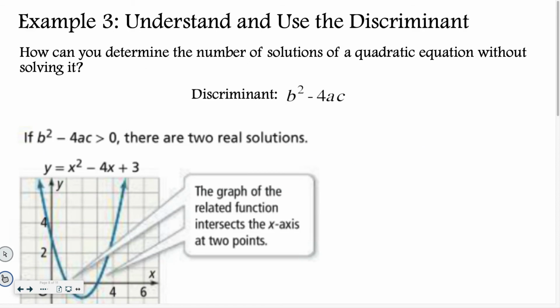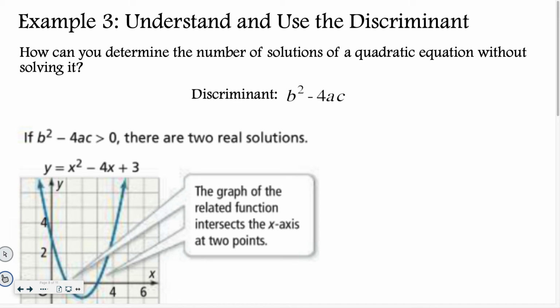All right, our last topic for today's lesson is understanding and using the discriminant. Okay, so the discriminant is what tells us how many solutions there are going to be. You guys have already started asking me this: how do I know when there's going to be one answer and how do I know when there's going to be two? The discriminant is what can be used to tell you how many answers there will be.